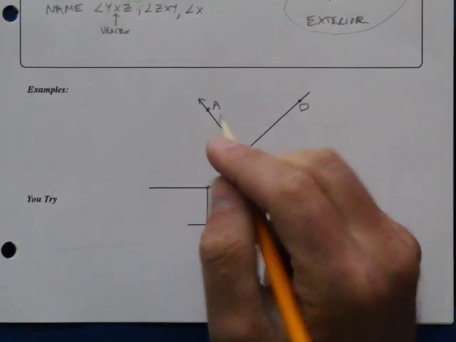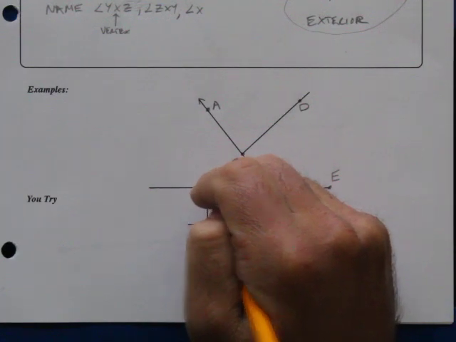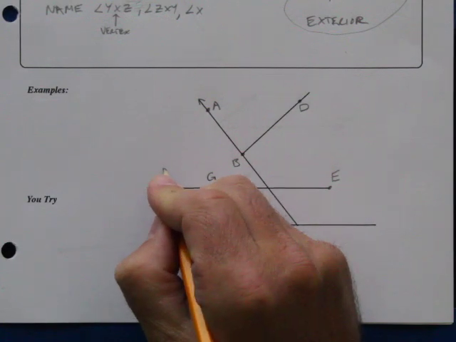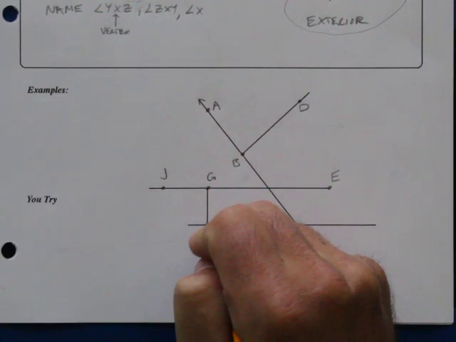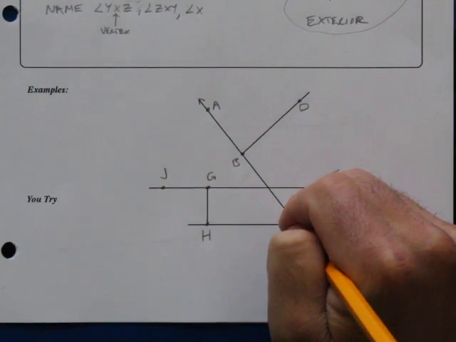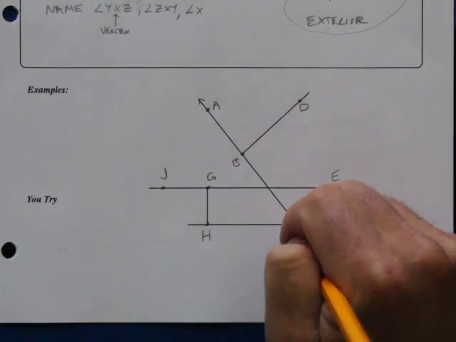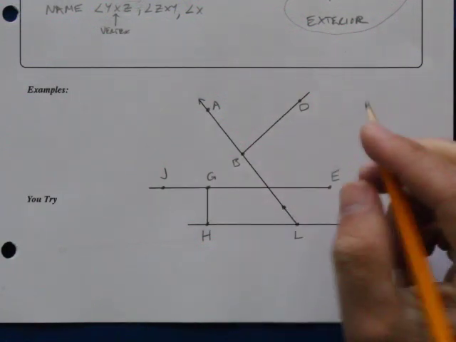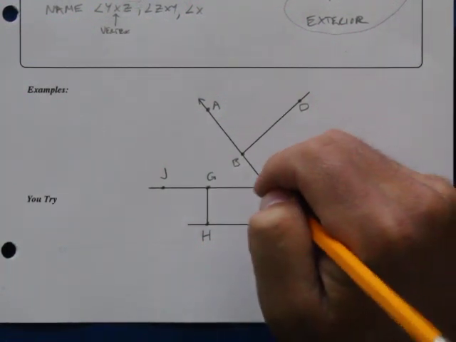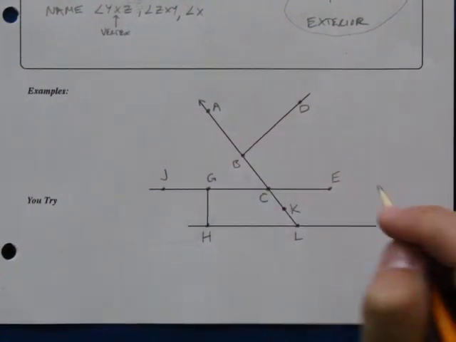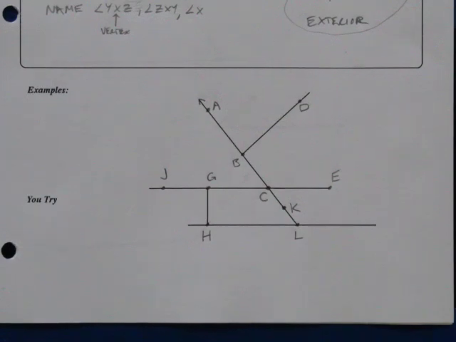This vertex is G. This point right here is J. This vertex below G is H. Down here at the bottom is L. And then a little ways from L is going to be K. And then this vertex here is C. That's all of the points that we're going to label.